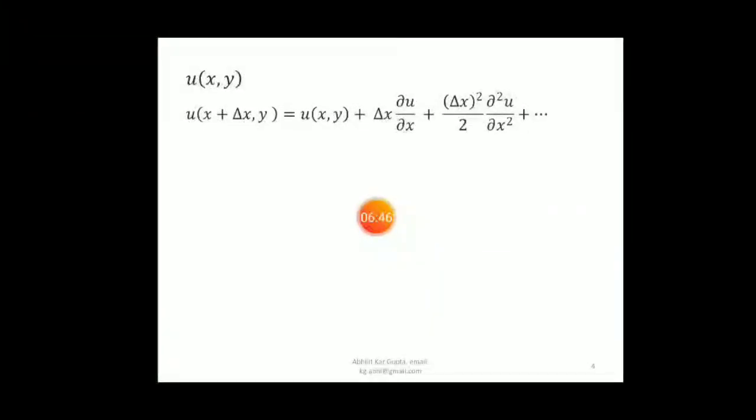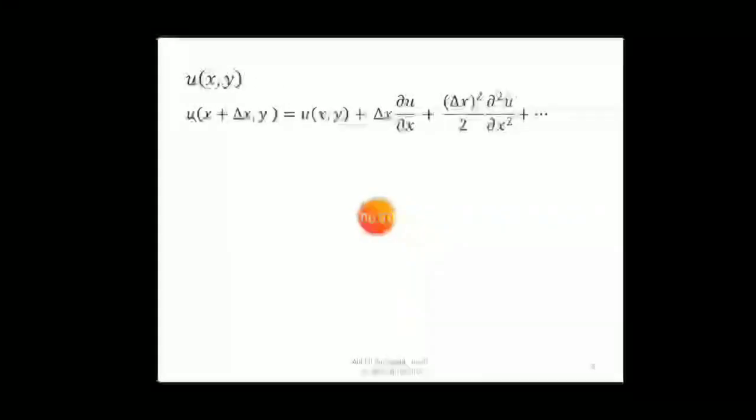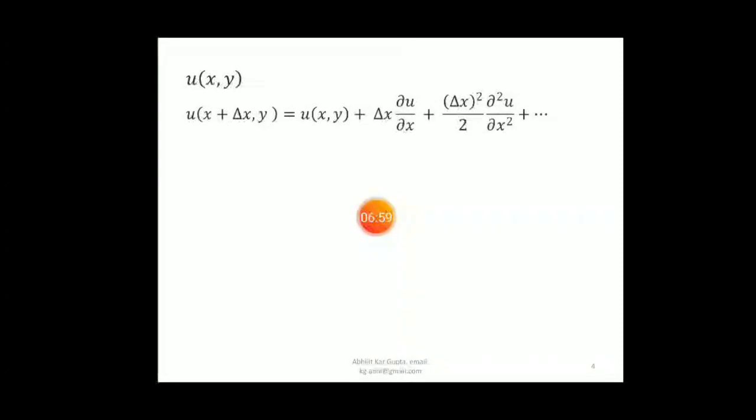So in this expression, if we discard the terms from second order onwards on the right, that is, the term involving delta x whole square by 2, delta x whole square by 2 into del 2 u del x square, and so on, then we have a very approximate formula for del u del x, which is u(x plus delta x, y) minus u(x, y) by delta x.